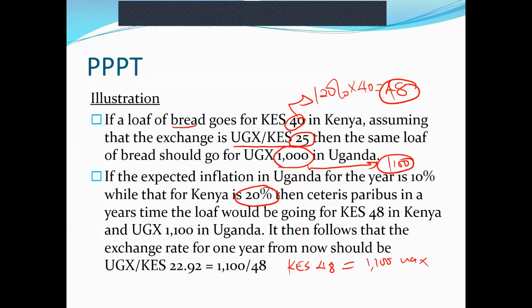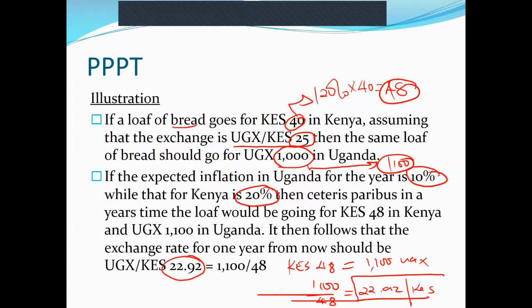This would imply that for the rate of 1 Kenyan shilling per Uganda shilling, 1100 divided by 48 gives about 22.9 Uganda shillings per 1 Kenyan shilling. Therefore it is possible for us to estimate, with 10% inflation per annum, what exchange rate will apply in this economy in a year's time, based on 10% inflation and 20% inflation in Uganda and Kenya respectively.